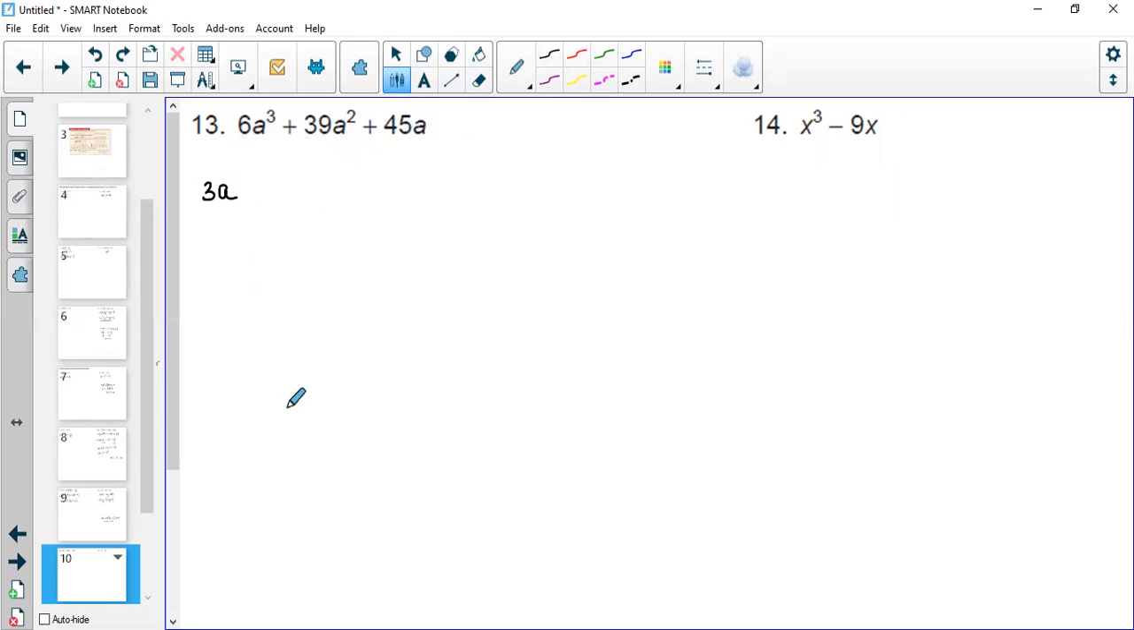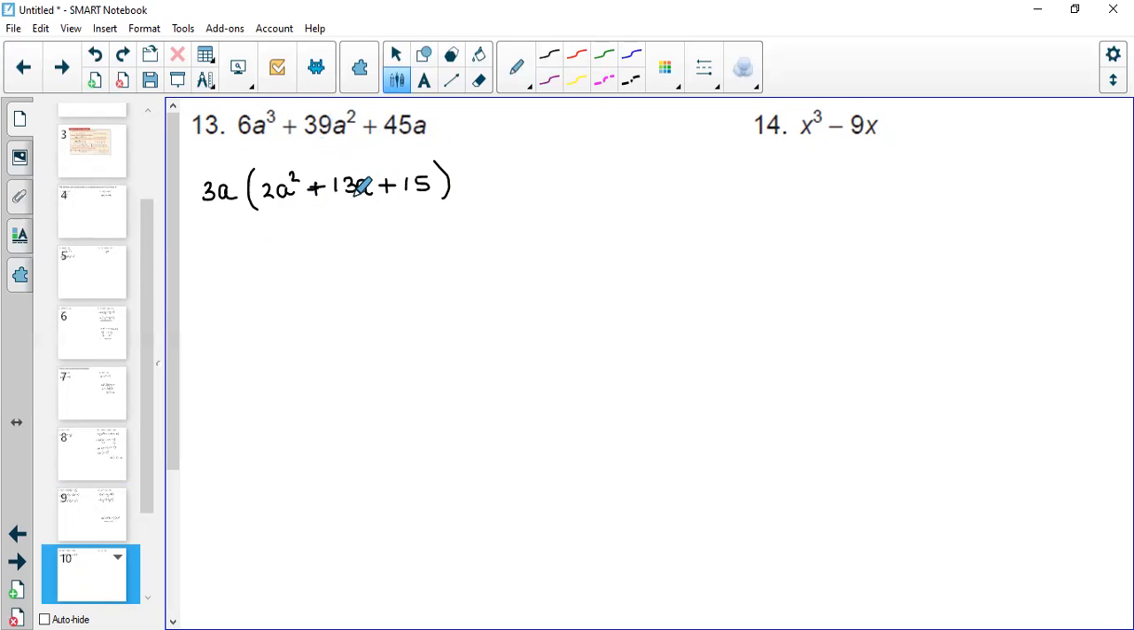How did I find out? You need to do the prime factorization for each term and then find out the GCF. So that means this will give me 2a square plus 13a plus 15. Now it is in the form ax squared plus bx plus c.